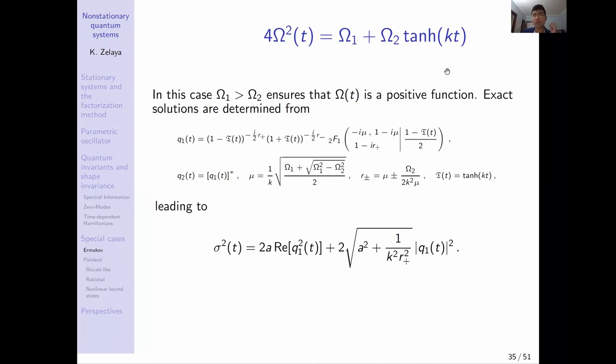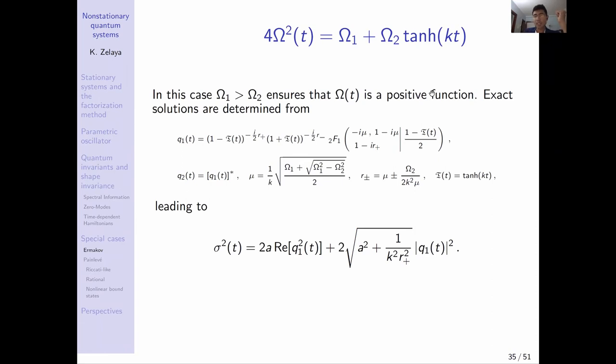Another solution we can find is given by this frequency, which is a hyperbolic tangent. And this describes pretty much a transition from a frequency which is a constant, and then it smoothly changes to another constant. If you remember the behavior of the hyperbolic tangent function, it's just a smooth version of the step function. So we are basically making a smooth transition between two different frequencies. And the most general solutions are given by Q1 and Q2 here, and sigma is in general this expression.